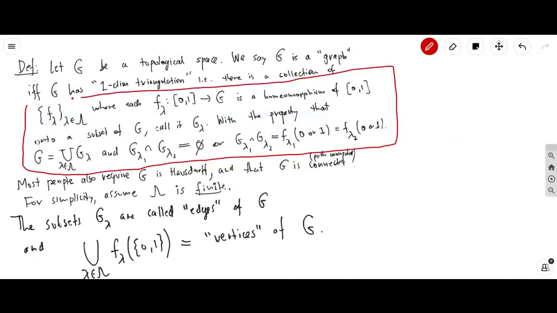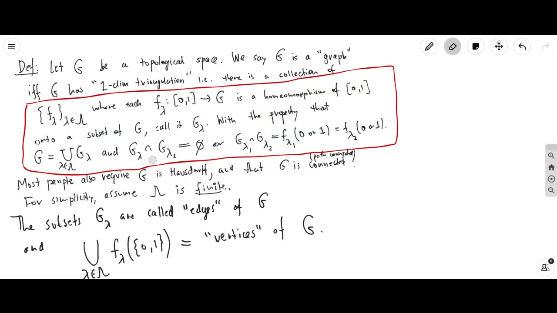So this is really the main part of the definition, that when you say that a space is a topological graph, there's a collection of homeomorphisms mapping the unit interval into your space, and they're mapping the unit interval homeomorphically to a subset. The requirement is that these, well, we're calling them edges, when you take their union, they should exhaust and give you the entire space, and they intersect in a nice way, that when you intersect them, there's no overlap.